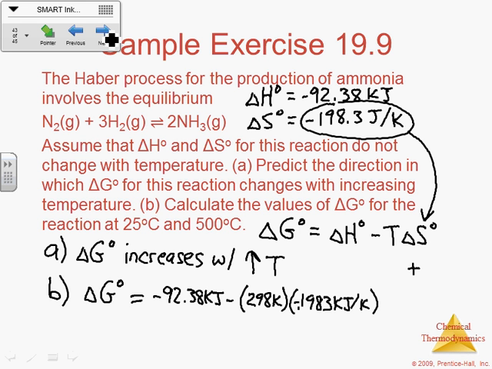Okay, so then we can solve that, and I'm going to cheat a little bit here rather than punching it in the calculator. Negative 33.3 kilojoules is our delta G at 25 degrees. Okay, and then the same exact thing here. The only thing that changes is our temperature number. Now again, that's not entirely true. At 500 degrees Celsius, our delta H0 and our delta S0 would be a little bit different. They just don't change very much with temperature, so this is a fairly good estimate.